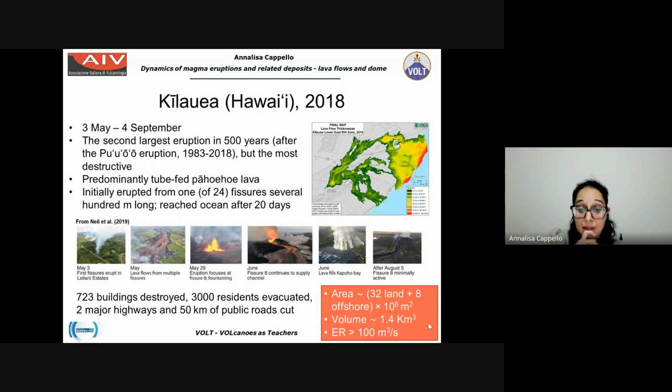At the summit, with the huge emission of volcanic ash and also the collapse of the caldera, and this effusive activity due to eruptive fissures linked to the east rift zone of the volcano.